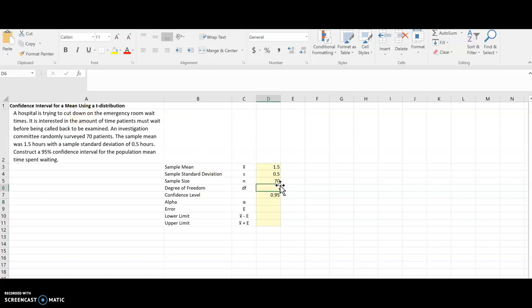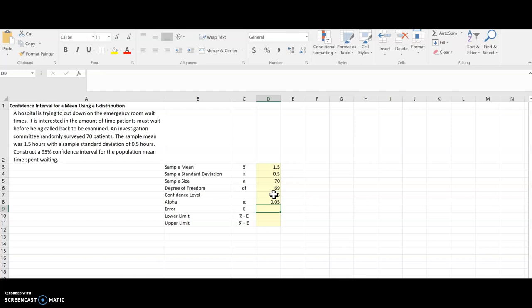So degrees of freedom is the sample size n minus 1. And so I can just put 69, or I can calculate it using that cell, and that way if I change the sample, it calculates the degrees of freedom automatically for me. So there's my degrees of freedom. Alpha is something that Excel is going to need, and that's always going to be 1 minus the confidence level. So 0.05 here is my alpha.